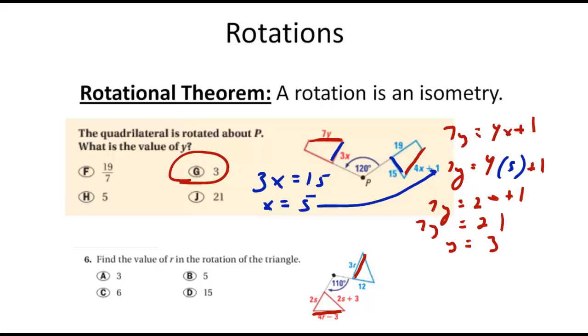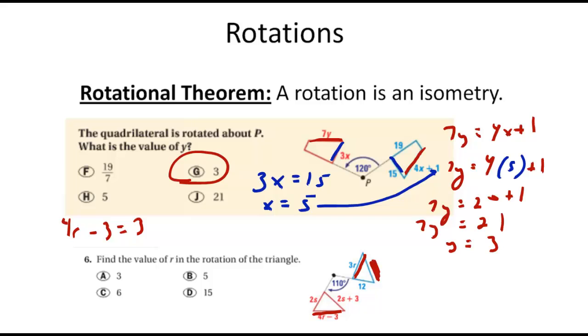So once again, I know that 4R minus 3 has to equal 3. It did not correspond to 3R. That was my mistake. That doesn't look right. I need to back up here. 4R minus 3 does not correspond to 3R. It corresponds to this side over here.